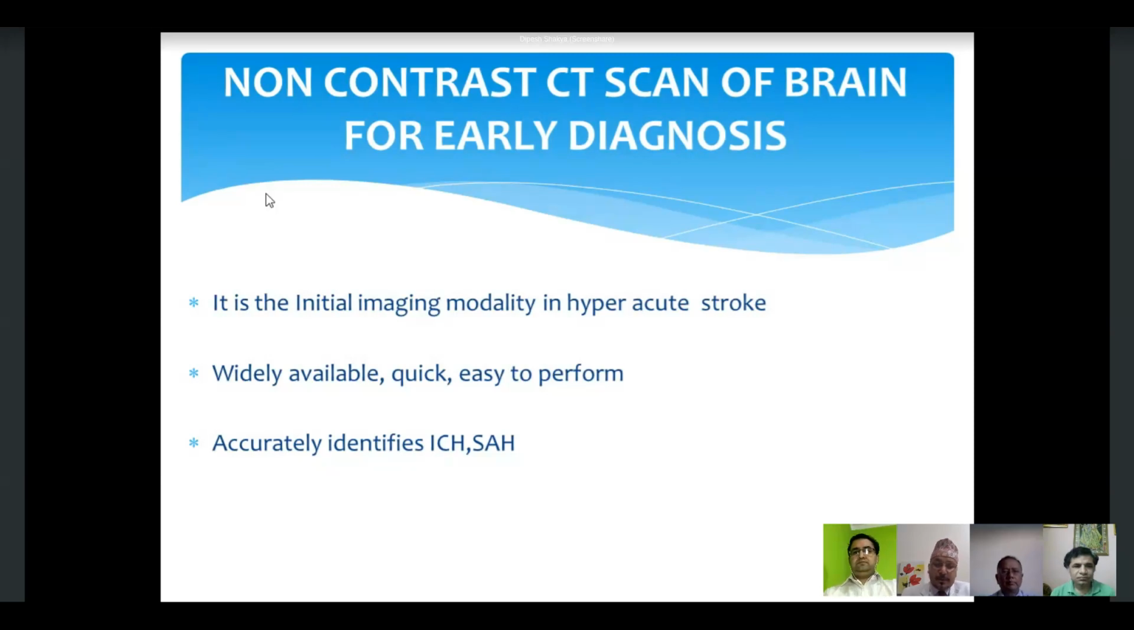In hyperacute stroke, the CT scan may be normal, but by clinical judgment, by the signs and symptoms, we make the diagnosis clinically. CT scan is widely available, quick, and easy to perform. It accurately identifies hemorrhagic versus ischemic stroke. So, intracranial hemorrhage or subarachnoid hemorrhage can be distinguished by this imaging modality.